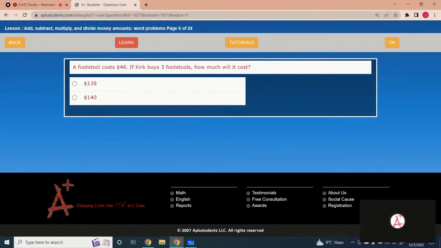Okay, a footstool costs $46. If Cake buys 3 footstools, how much will it cost? So which is the correct option? You are given the cost of one footstool. You have to buy 3. You have to calculate the value of the 3 footstools. Very good. You have to multiply 46 times 3. So 46 times 3 is, very good, $138. Got it? So just select the correct option and then click on the OK button.